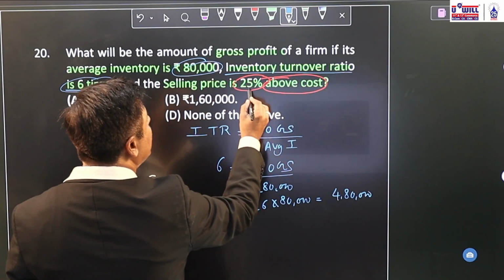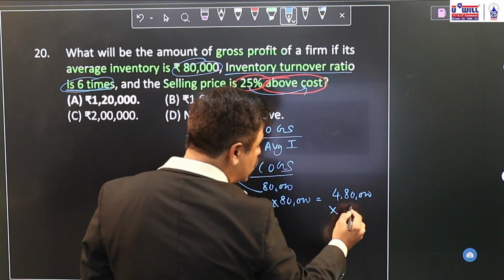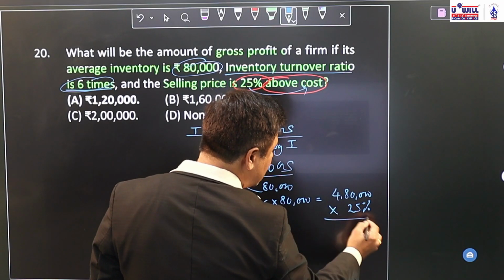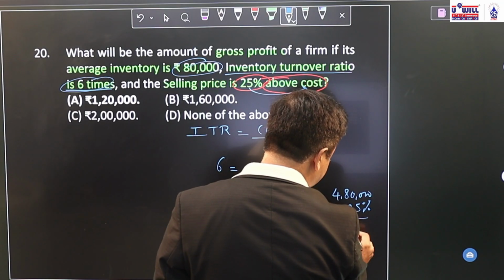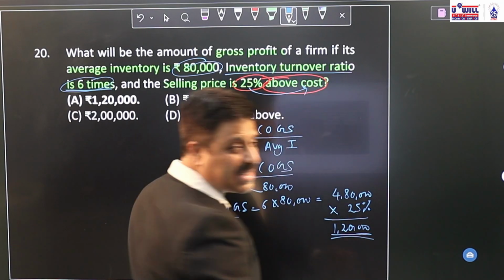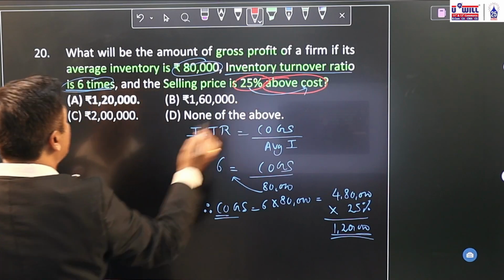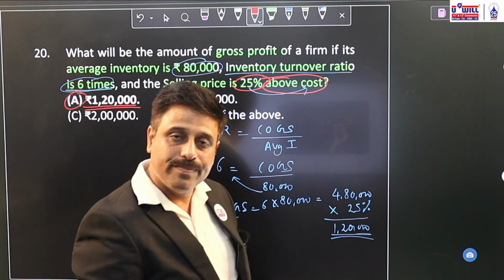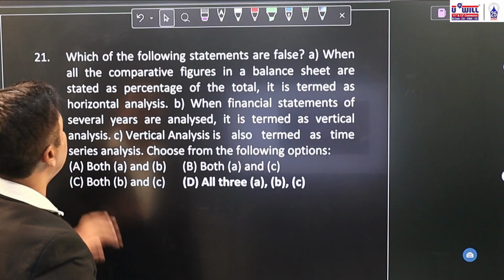Now profit is 25% on cost. We got the cost as 4,80,000. So what will be 25% profit of that? 4,80,000 into 25 by 100. 25% means 1/4. So 4,80,000 into 25 by 100, 1/4 of 4,80,000, 1,20,000 would be your gross profit. Okay. Question 21.